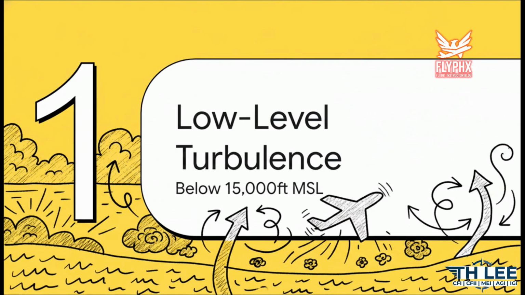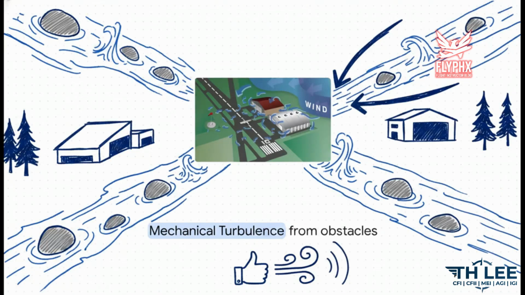All right, let's jump right into Section 1, Low-Level Turbulence Essentials. We're beginning our journey in the lower atmosphere. We're talking specifically below 15,000 feet mean sea level, where surface heating and friction generate turbulence. Now think of the air acting exactly like water flowing rapidly over rocks in a stream. Obstacles on the ground, things like hangars, trees, and rough terrain, act just like those rocks. They interfere with the normal wind flow to create what we call mechanical turbulence.